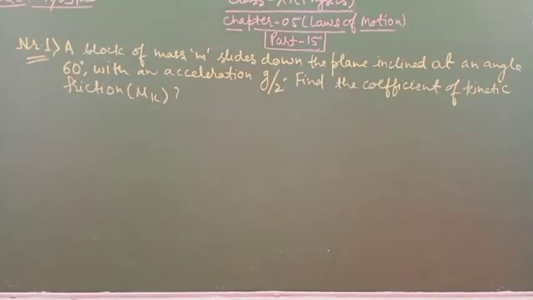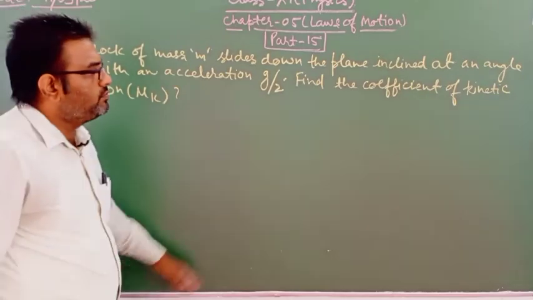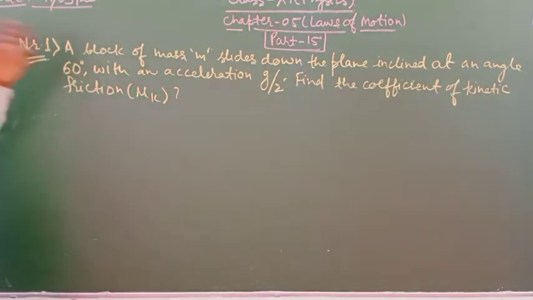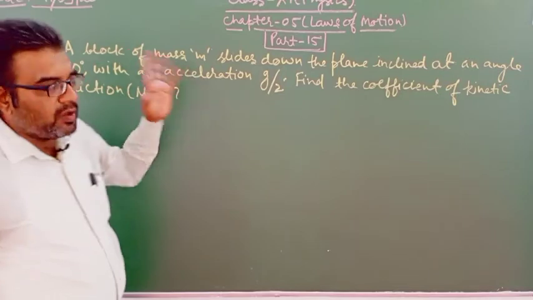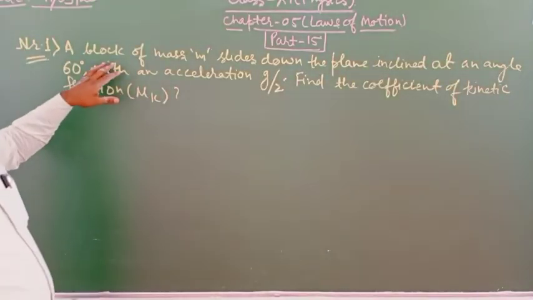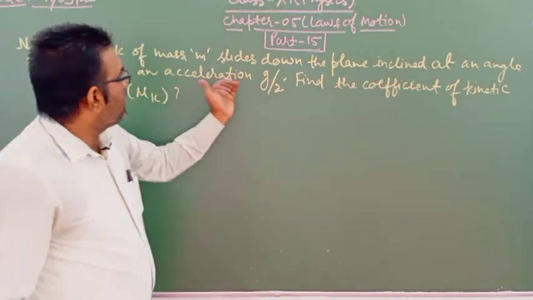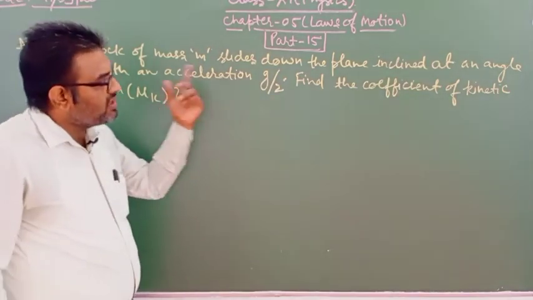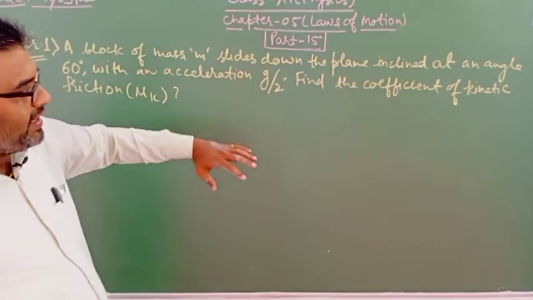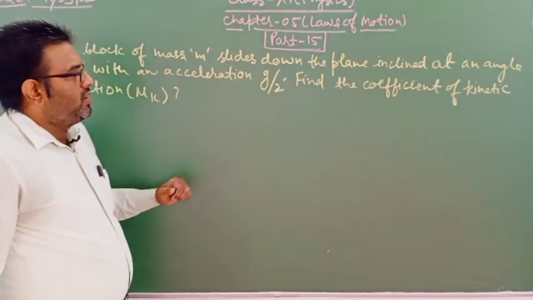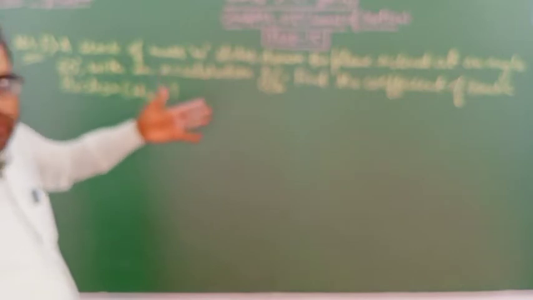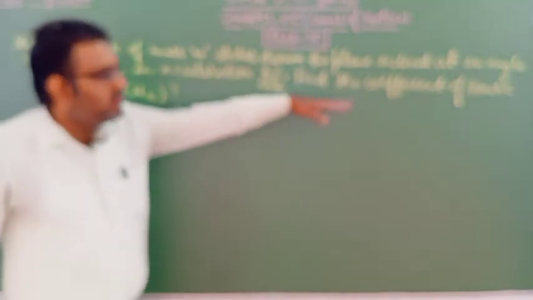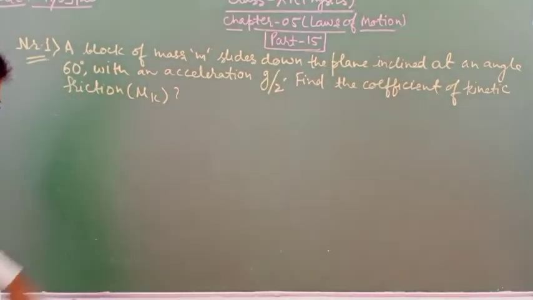Now dear students, look at the numerical. You can say that this numerical is based on the angle of repose as well as the kinetic friction, because here the mass M is moving on a plane inclined at an angle of 60. Since it is moving, not static, the angle of repose is there, and the friction which acts on the object is the kinetic friction. So we have to find out the coefficient of kinetic friction.